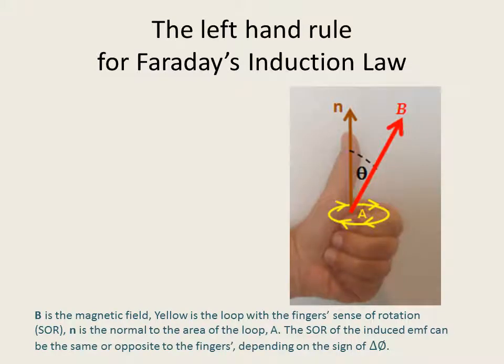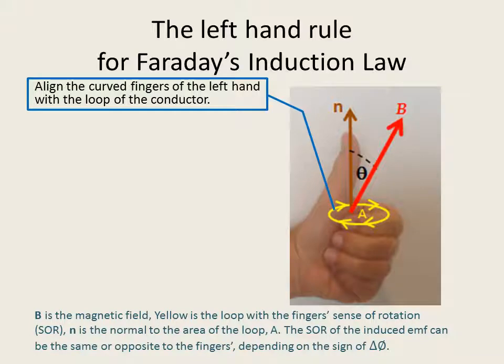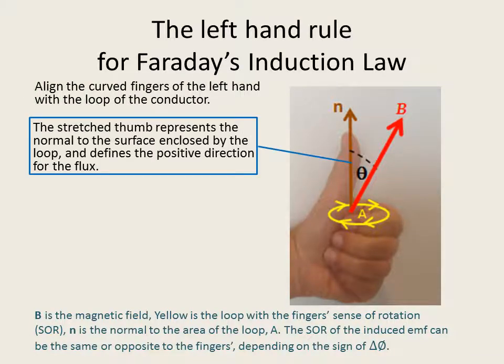I prepared the hand rule for Faraday's law, and here it is. Align the curved fingers of the left hand with the loop of the conductor. The stretched thumb represents the normal to the surface enclosed by the loop and defines the positive direction for the flux.